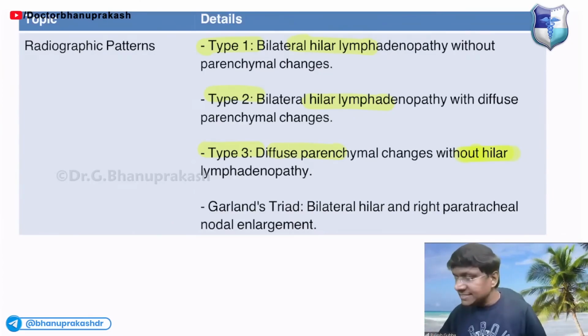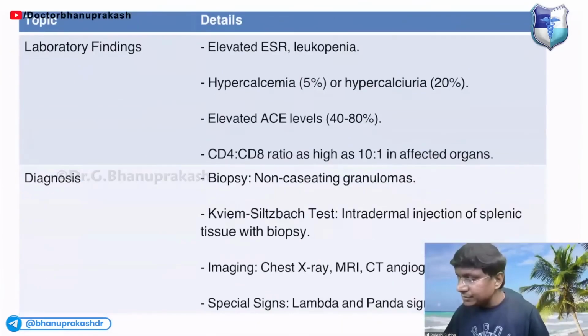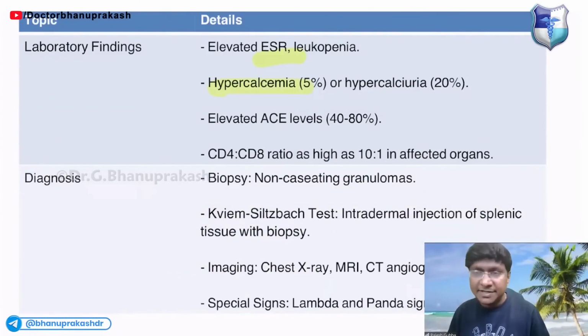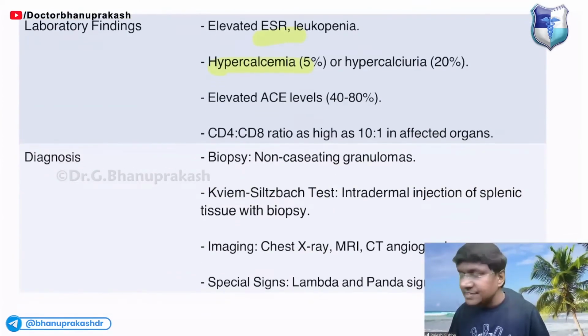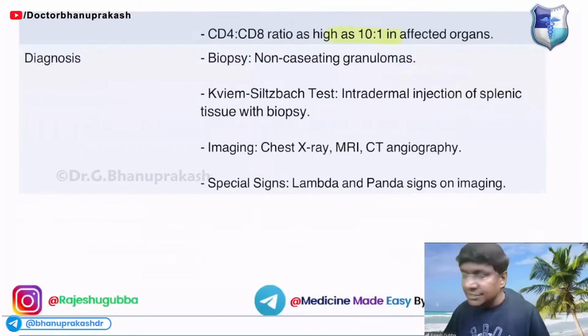Okay, so these are the 3 important radiological patterns. And how will you diagnose? Because it's an inflammatory condition, ESR will be elevated, right? And hypercalcemia will be there. Why? Because this non-caseating granuloma will be producing vitamin D. And there will be elevated ACE levels from this non-caseating granuloma. And if you take the CD4 to CD8 ratio, it will be like 10:1.